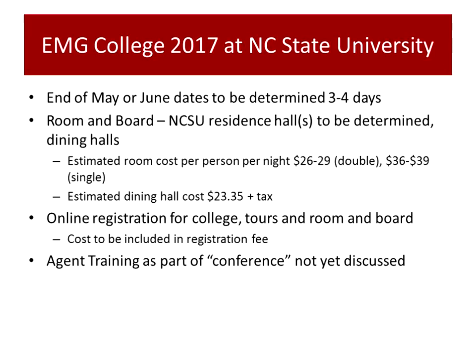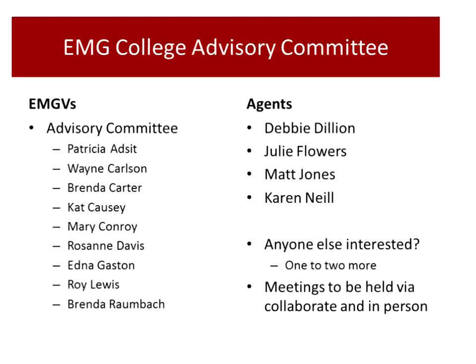The room and board is actually going to be pretty reasonable. The room cost will be between $26 and $29 for a double room, $36 to $39 for a single room. And the dining hall for the entire day of eating, this year at least, is set at $23.35, so that's pretty cheap for being able to come and stay for a few days and get some great continuing ed. There will be online registration for all of that, which we will have set up, and we will be working out how the agent training will fit in.